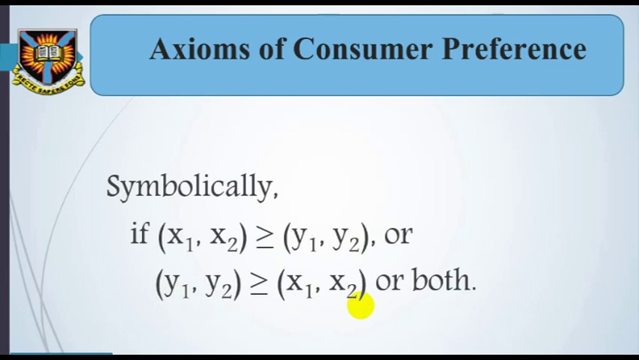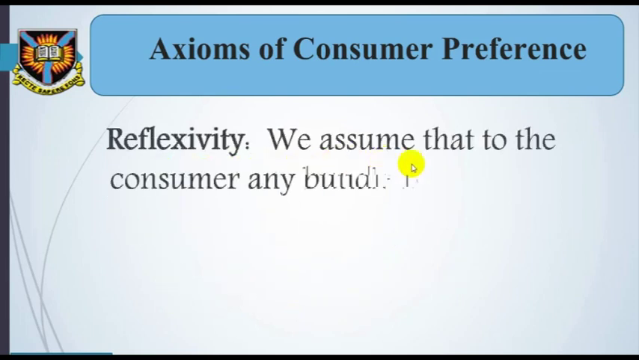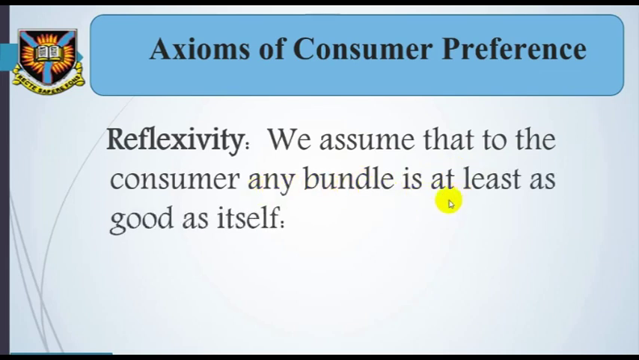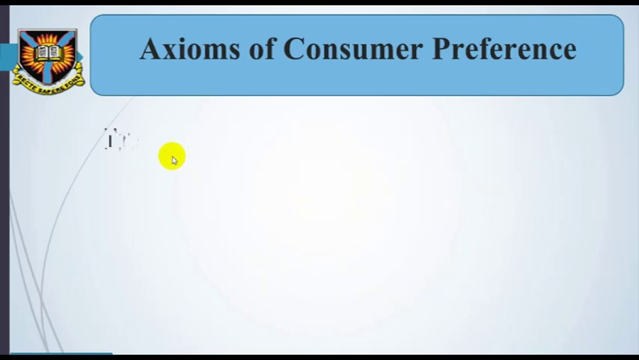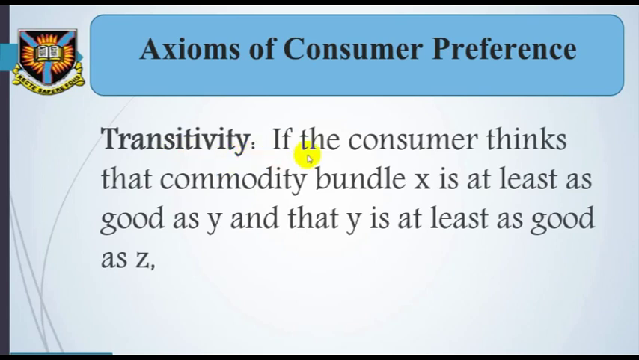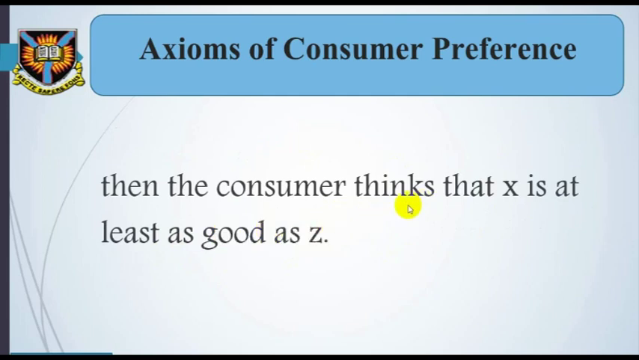2. Reflexivity. We assume that to the consumer, any bundle is at least as good as itself. (X1, X2) is greater than or equal to (X1, X2). 3. Transitivity. If the consumer thinks that commodity bundle X is at least as good as Y, and that Y is at least as good as Z, then the consumer thinks that X is at least as good as Z.